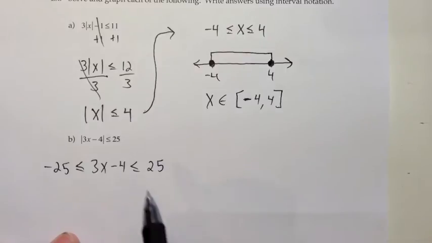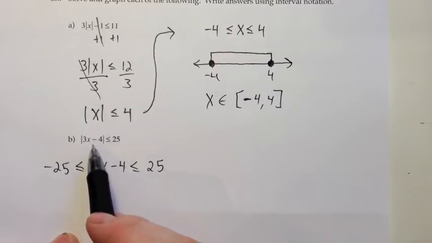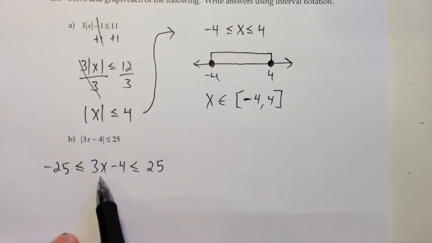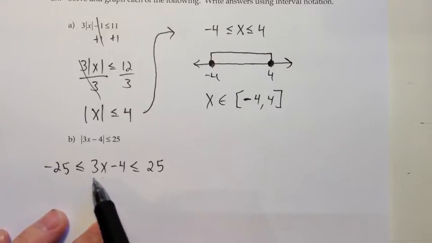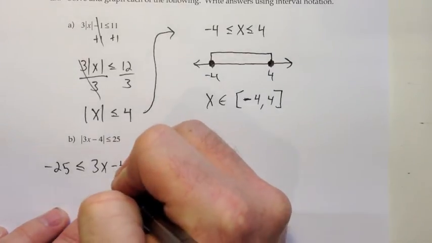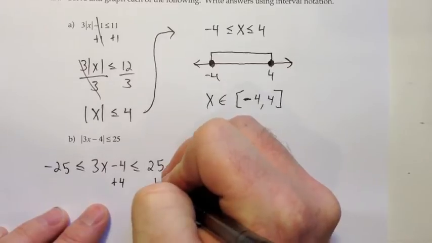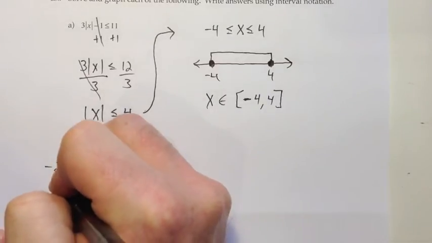And then because this was a more complicated expression, when we rewrite it this way we're not done. We still have to get x by itself, but we practiced these three-part inequalities before in previous chapters, so we're just going to return to that now and try and get this x by itself in the middle. So I would add 4 to get rid of that, and I have to do that to all three parts.